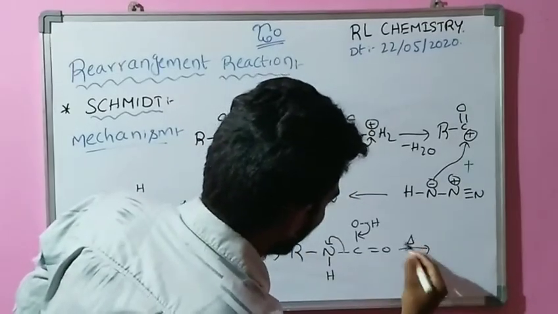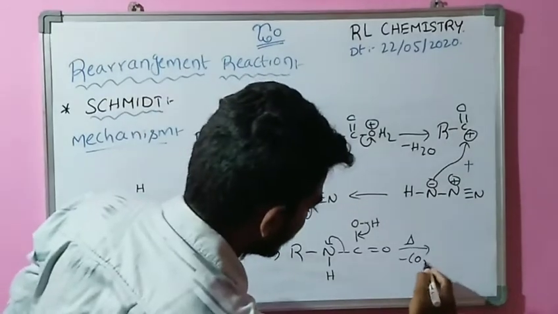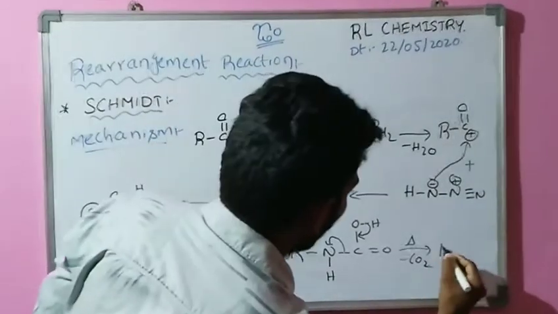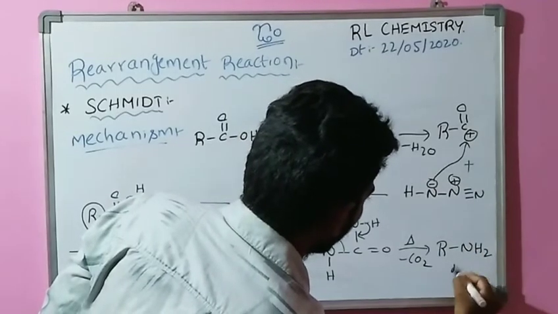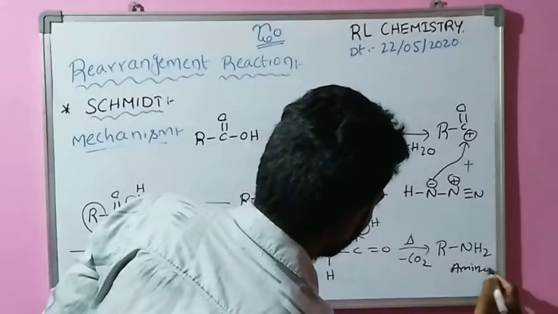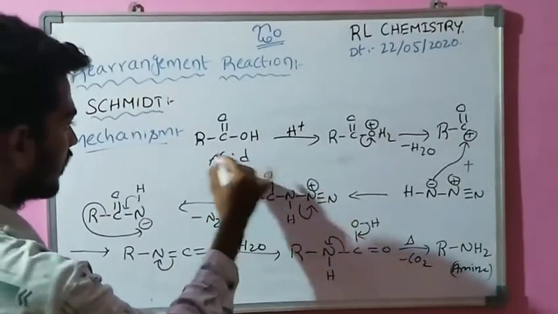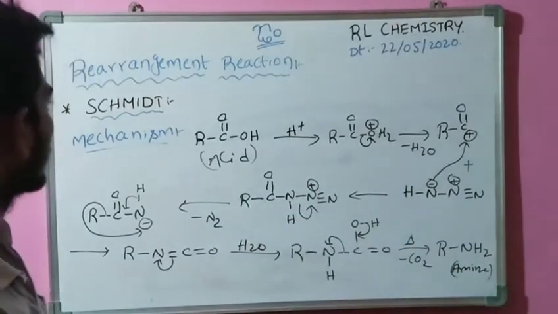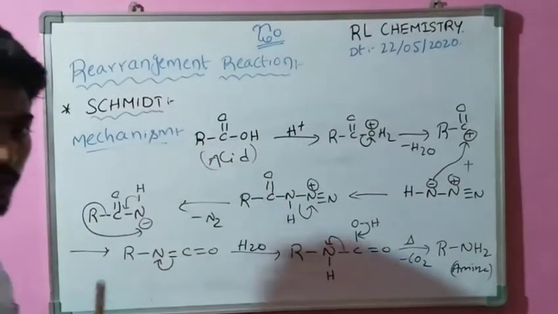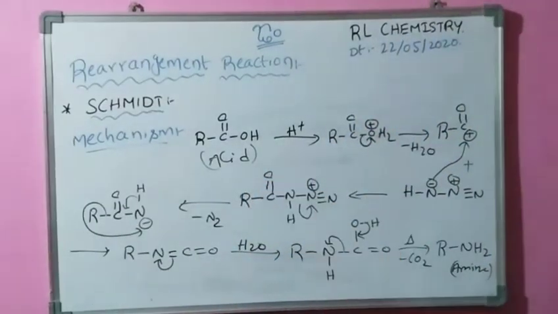Here decarboxylation takes place. Then our required product, the amine, is formed. Acid is converted into amine. This reaction is known as the Schmidt rearrangement reaction. This is the mechanism, you can clearly understand.